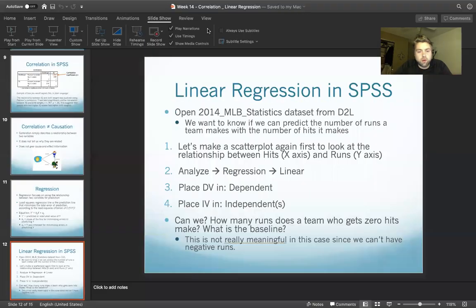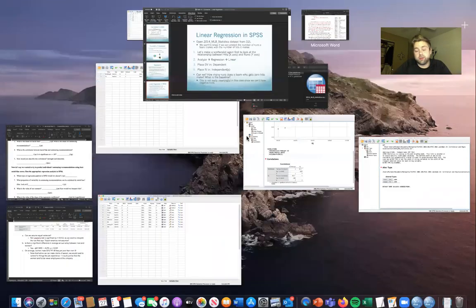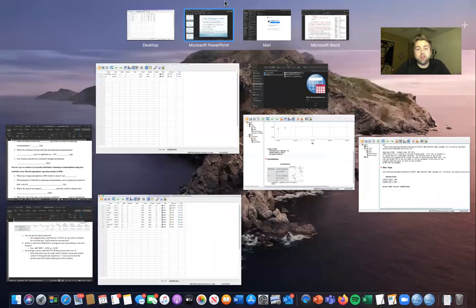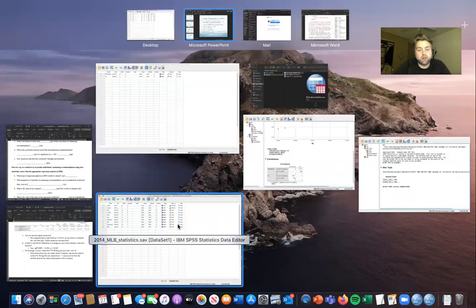Okay, so what we want to know is if we can predict the number of runs a team scores, I'll use a real word there, with the number of hits that they get. So our X variable is going to be hits because we're trying to predict how many runs, right? So let's make a scatter plot first to look at the relation between hits and runs. And then we'll input runs on the y-axis, so I'll do that.